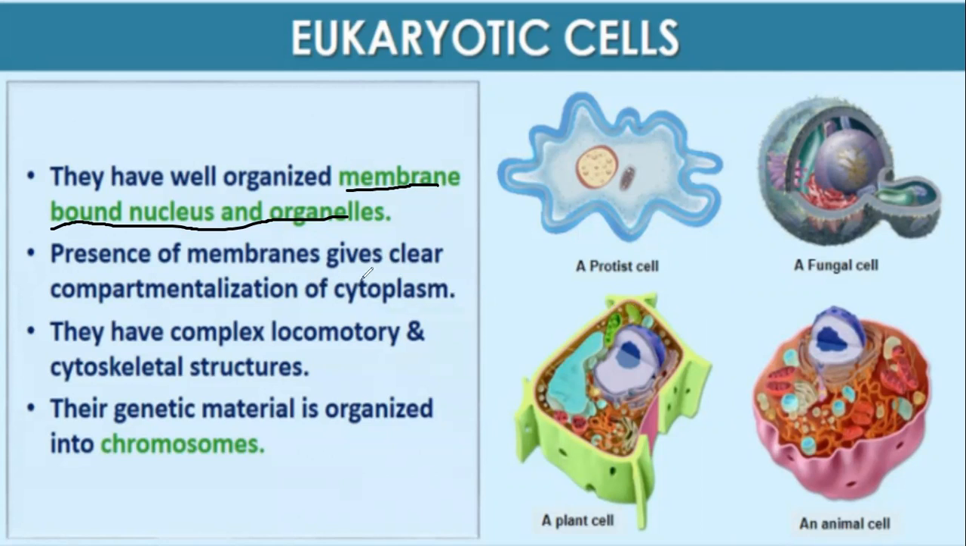The presence of membranes gives clear compartmentalization of the cytoplasm. They have complex locomotory and cytoskeletal structures, and the genetic material is organized into chromosomes. Clear with that?